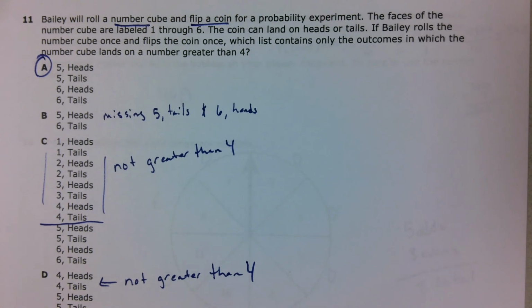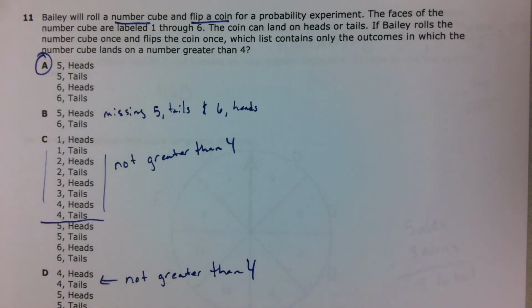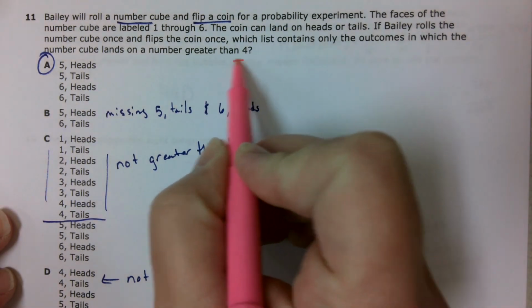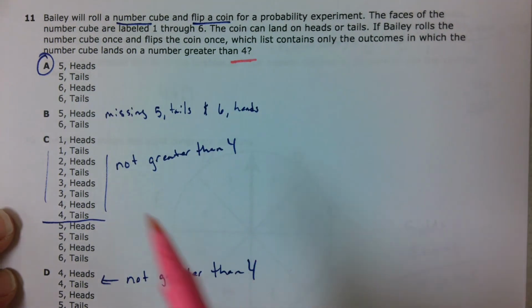Number 11, Bailey will roll a number cube and flip a coin for a probability experiment. The faces of the number cube are labeled 1 through 6. The coin can land on heads or tails. If Bailey rolls the number cube once and flips the coin once, which list contains only the outcomes in which the number cube lands on a number greater than 4? So if you see any numbers 4 or less, I have to eliminate them.